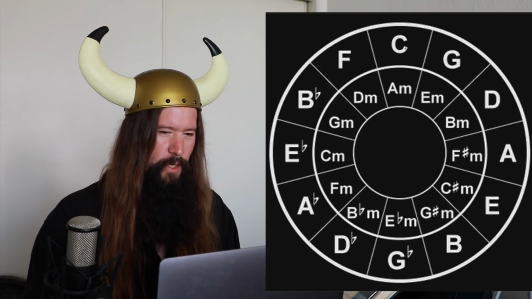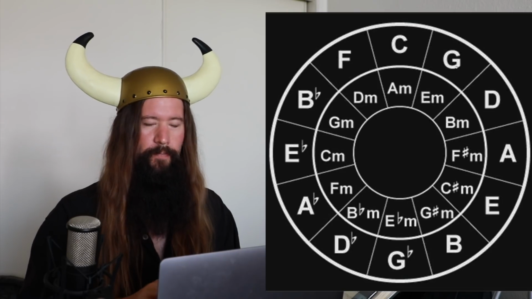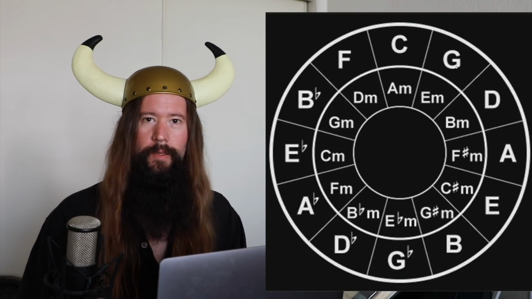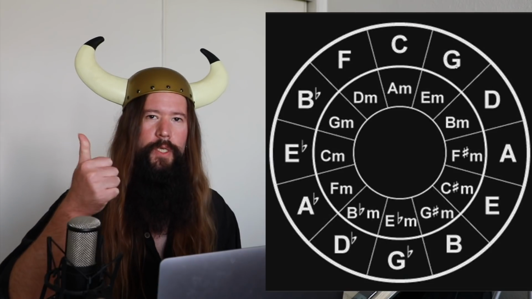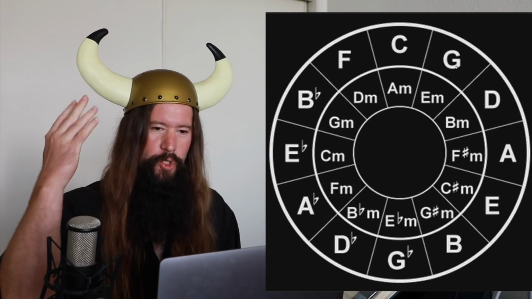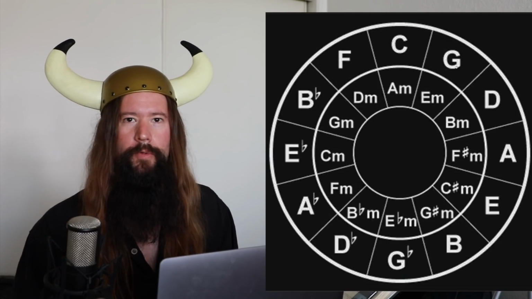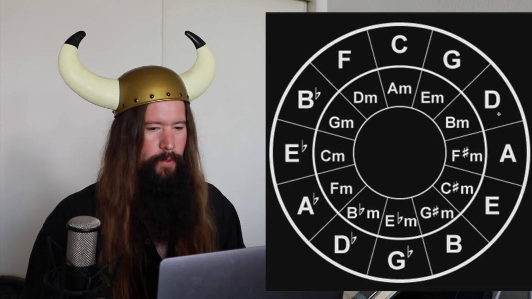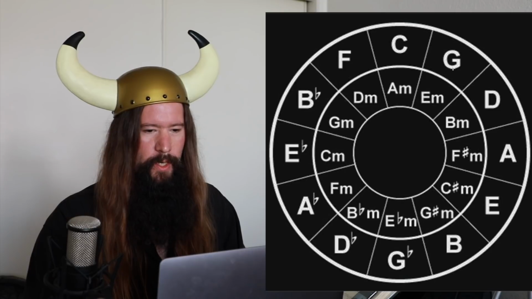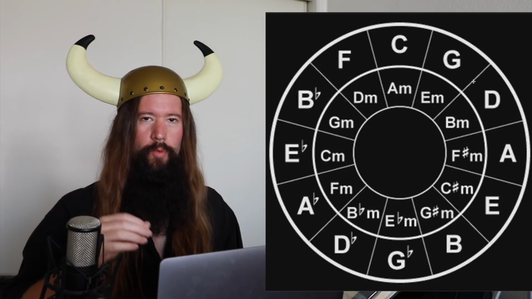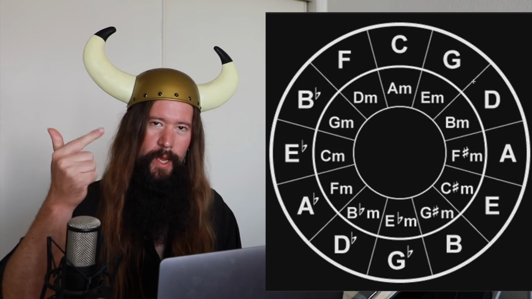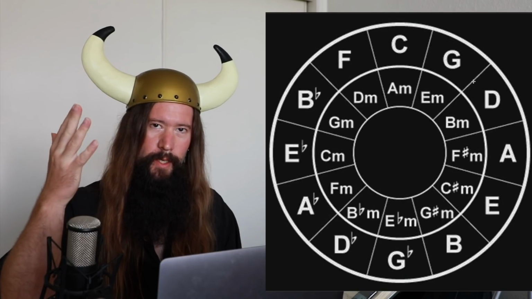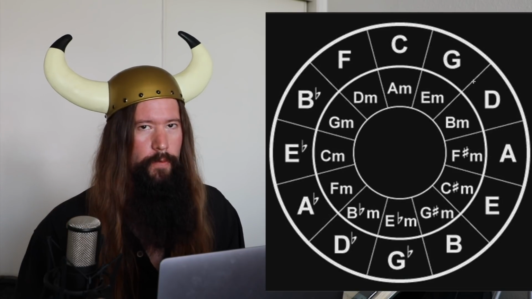So from C, we go clockwise to G, and that's 5 notes in the musical alphabet, right? C, D, E, F, and G. Boom, I can count. So every key repeats that pattern. It's a fifth apart. So if we start on G and you go to D, guess what? That's another 5. G, A, B, C, D. That's why it's called the circle of fifths.